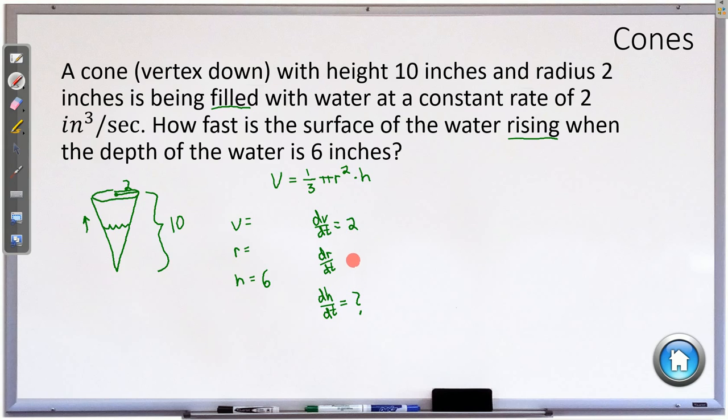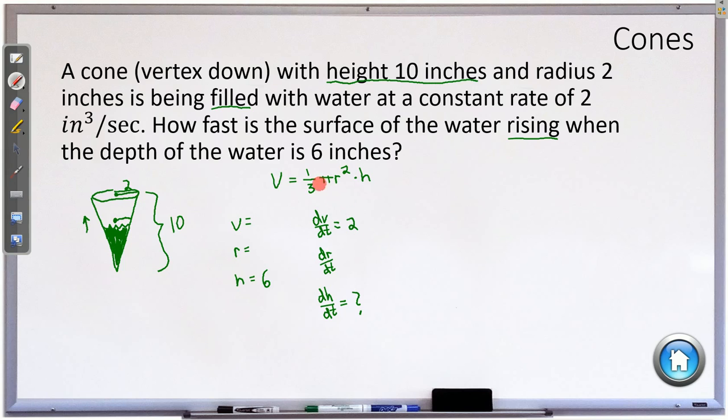Now, one difficult thing about cones is this. The height is 10 inches. Then why did I put 6 here? Well, the whole cone has a height of 10 inches. But our water, or whatever we're putting in this, does not have a height of 10 inches. And so we can't put 10 for the height because that's empty space. This is our actual volume. So 10 is not the height. And the same thing with the radius. Yes, the top has a radius of 2, but that is not what the radius is right here.